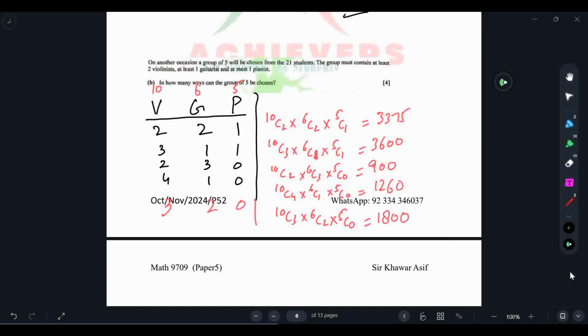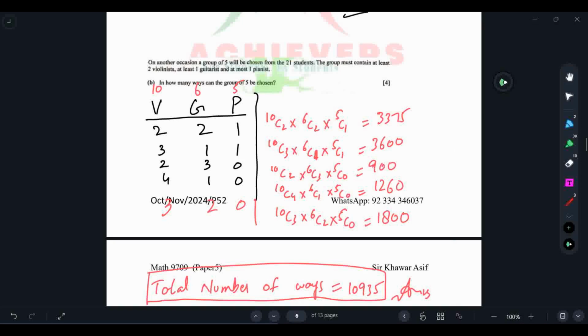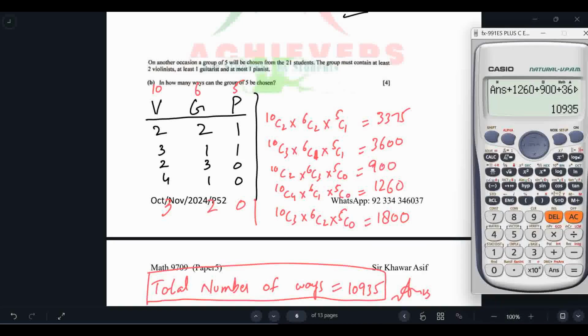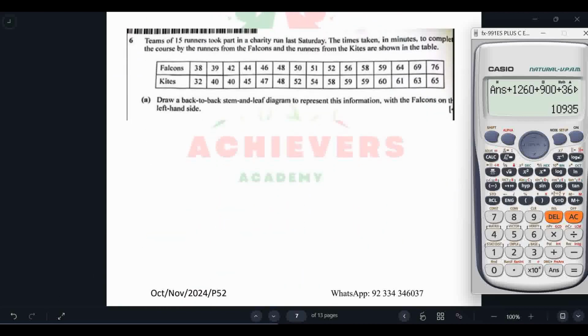Now if we add all these, we will get the final answer: 1800 plus 1260 plus 900 plus 3600 plus 3375. This will be equal to 10935. So the total number of ways, this will be the final answer, 10935. I hope that the concept is clear. If you have any question, you can ask it in the comment section.